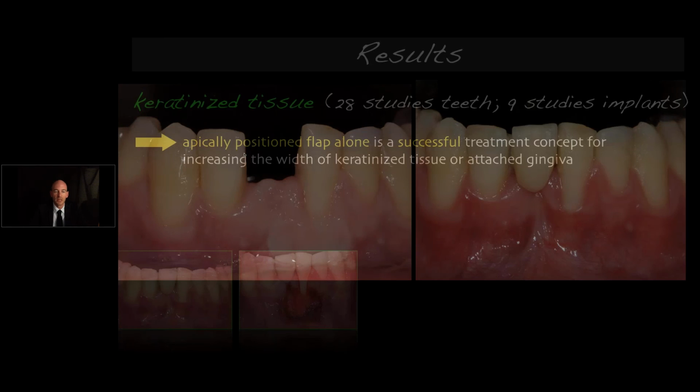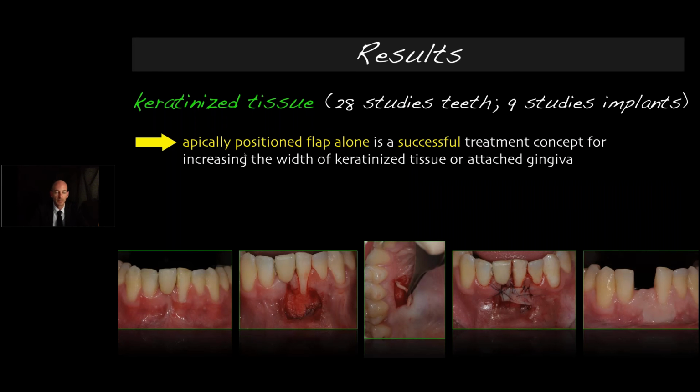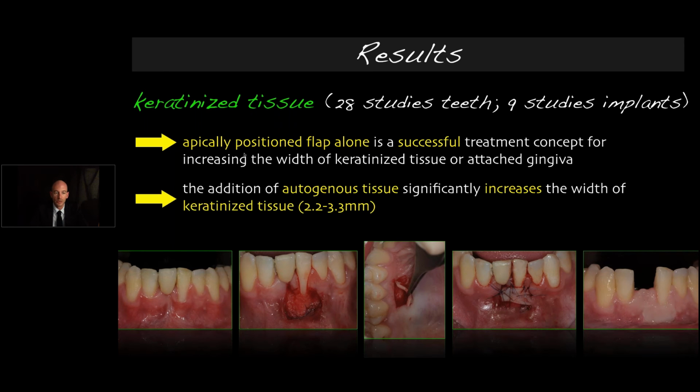So looking at the results of the systematic reviews, it's important to remember that an apical apposition flap alone is a successful treatment concept to increase the width of keratinized tissue. But it has also been shown that when we add autogenous tissue like a free gingival graft, this can significantly increase the width of keratinized tissue. And the numbers we get, they range between 2.2 and 3.3 millimeters. So this is the science behind this procedure.